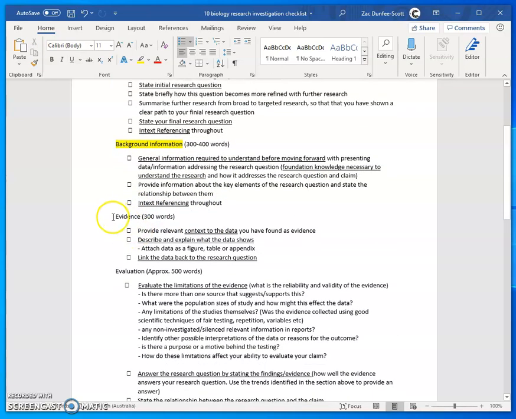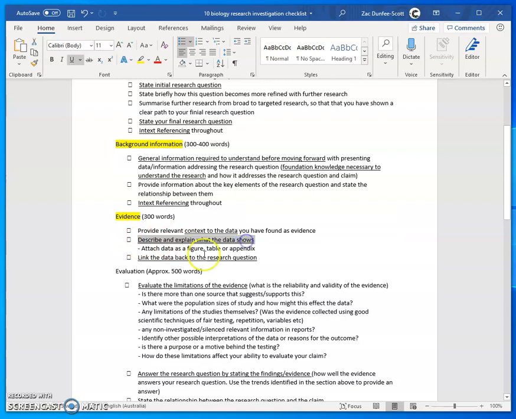The next part is your evidence. Your evidence is where you provide context to where you found this evidence, what this evidence actually is. Why are we looking at this evidence? How many people are in this study? What is the study about? We put all the evidence in this section, as a figure, a table, or an appendix, and we describe it.